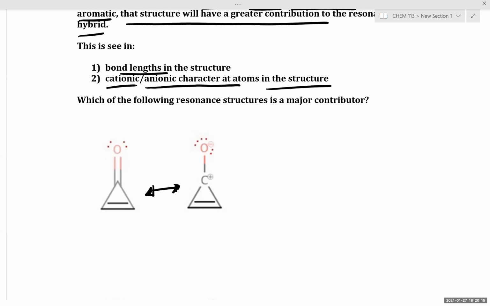My question to all of you is, which of these two resonance structures is aromatic? I'll label them A and B. Which of these two structures is aromatic, following our 4n+2 rule for pi electrons in the ring?